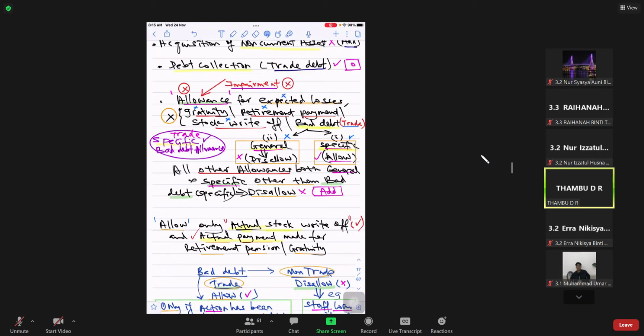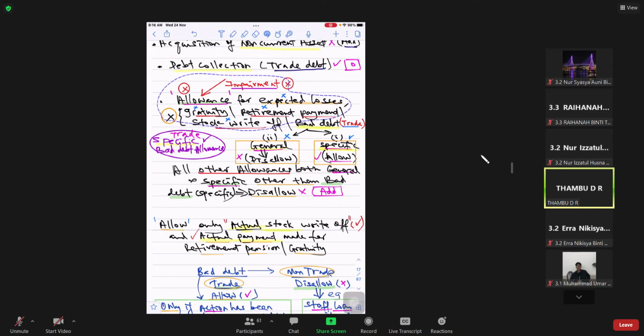Right. Similarly, if the question says the company or the business created allowance, allowance means expected loss or expected payment. So if your company provides in the books allowance for gratuity, it means not yet paid, we estimate, we will pay. Estimates cannot be accepted. So allowance for gratuity, allowance for retirement, allowance for payment, for any payment, or allowance for stock write-off, cannot. All that we don't allow. All the allowance, impairment, cannot.